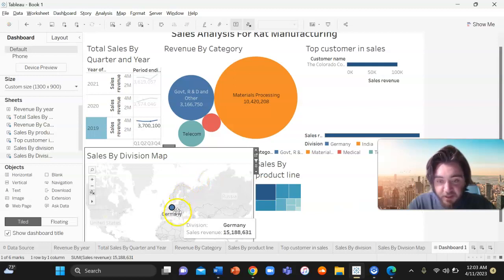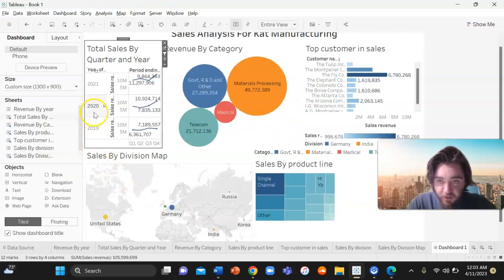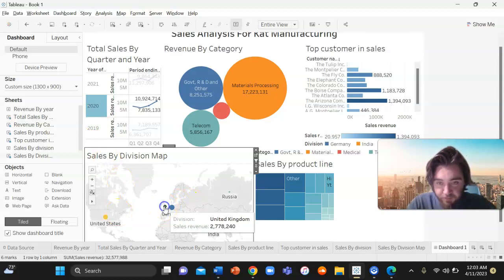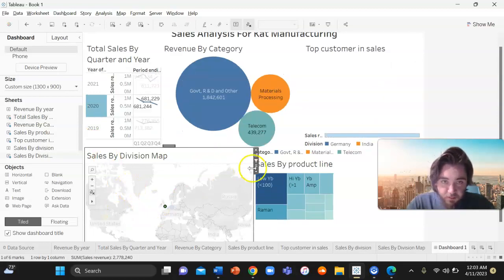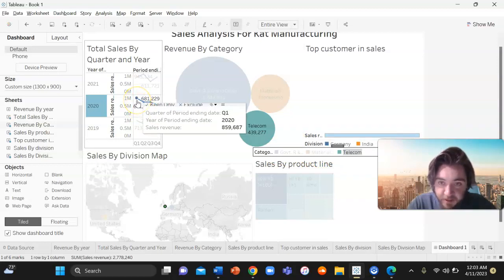Moving on, number 5: in 2020, which quarter had the highest sales in the telecom category in the UK? Let me deselect this real quick so I can show you here. So 2020 is the year we're interested in. Then we want to go to the UK, which is right here. Which quarter had the highest sales in the telecom category? Seems like we had the highest sales in quarter 1 here with 859,000.